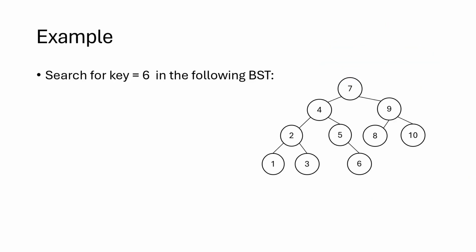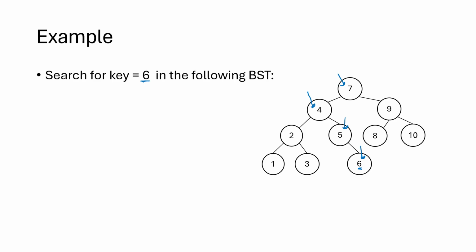Now, again, to make it more clear, let's go through this example. The key that we are looking for is 6, and this is the binary search tree. I leave it to you to check that this is actually a binary search tree. But what we do is we compare 6 with 7, and 6 is less than 7, so we go to the left. We compare 6 with 4, 6 is greater, so we go to the right. We compare 6 with 5, and 6 is greater, so we go to the right again. And we compare 6 with 6, and we find it here.